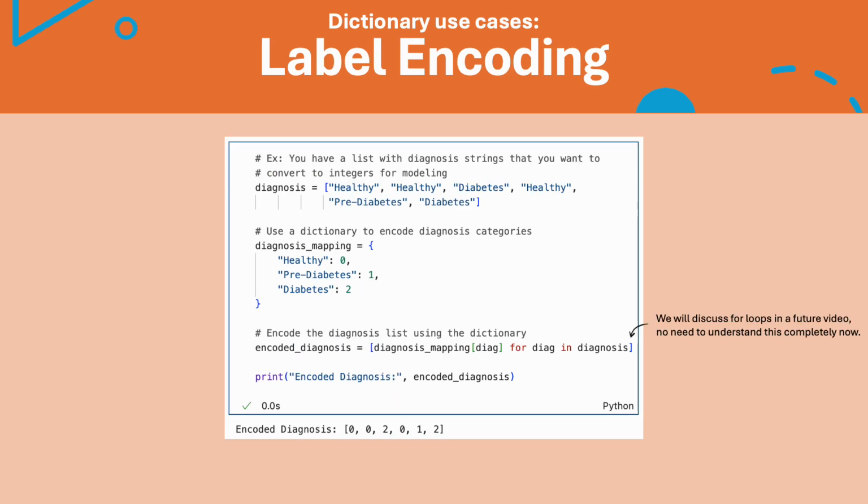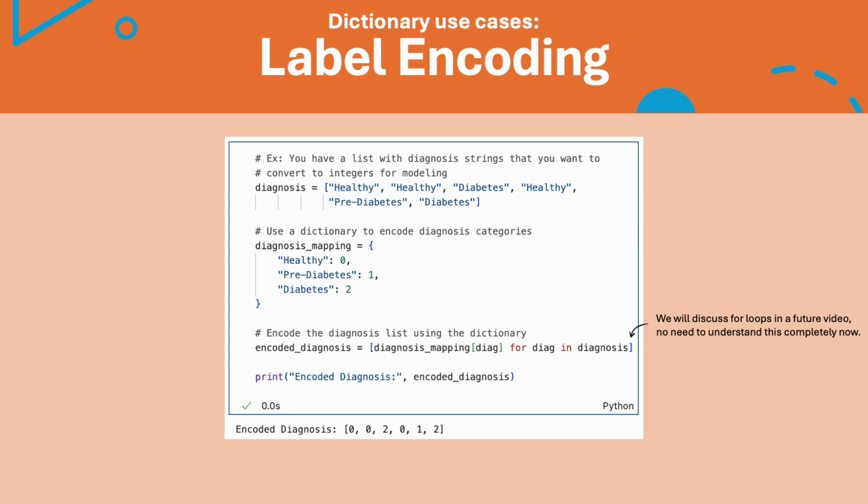You can also use dictionaries for label encoding. So sometimes you might have a list like we do here of string values. And while that is very informative for us, an algorithm is not going to be able to differentiate between different strings. It's only going to want to work with numerical data a lot of the time. So often what we have to do is what's called label encoding, where we take a string value and we encode it with a certain numerical value.